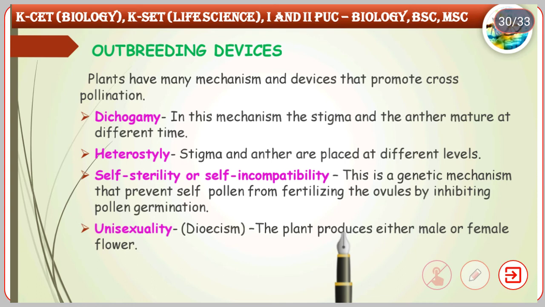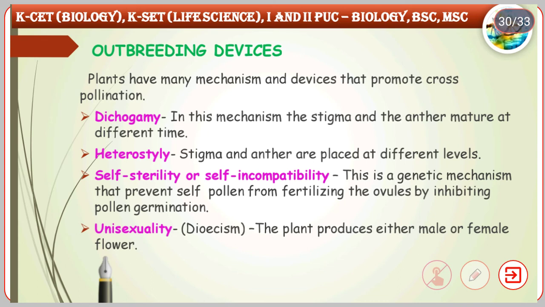So this self sterility prevents self pollination, which means autogamy. As I showed you, autogamy means the transfer of the pollen grains from the anther to the stigma of the pistil of the same flower. So that should be avoided, because the variety of flowers will not be produced if there is self pollination. There should be cross pollination from different plants and different flowers. Okay, so let's move on to the fourth device, that is unisexuality.